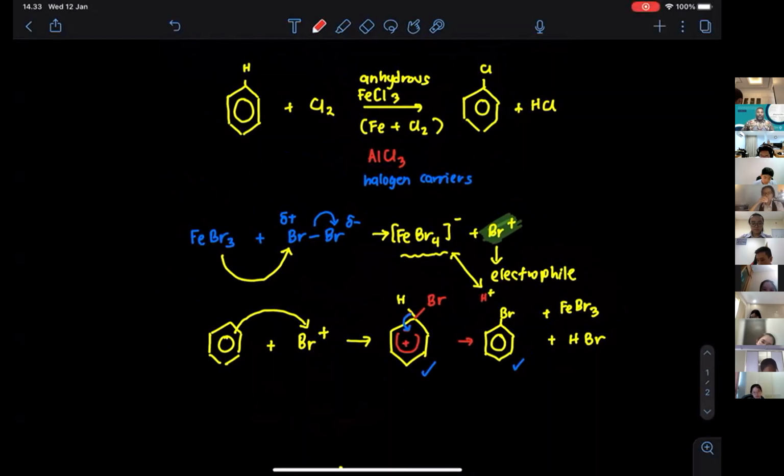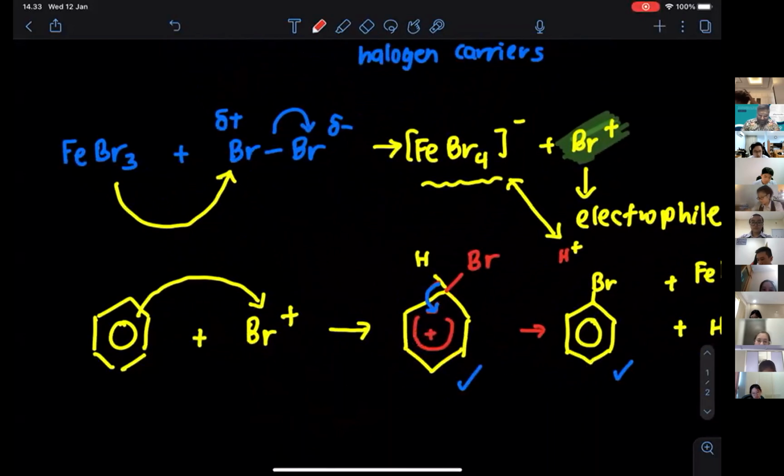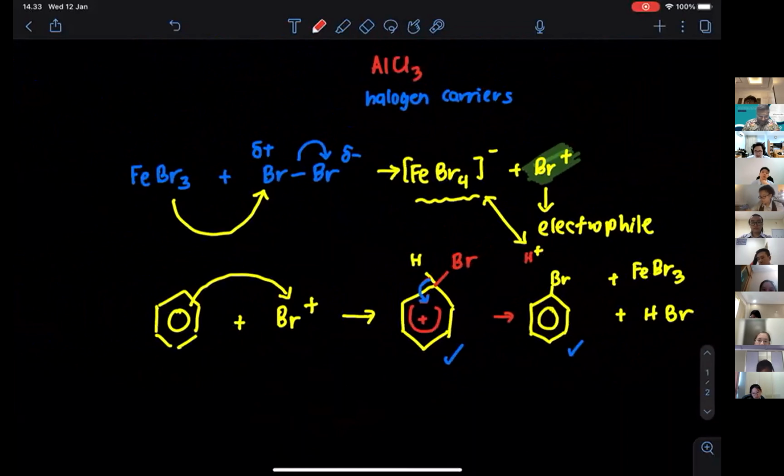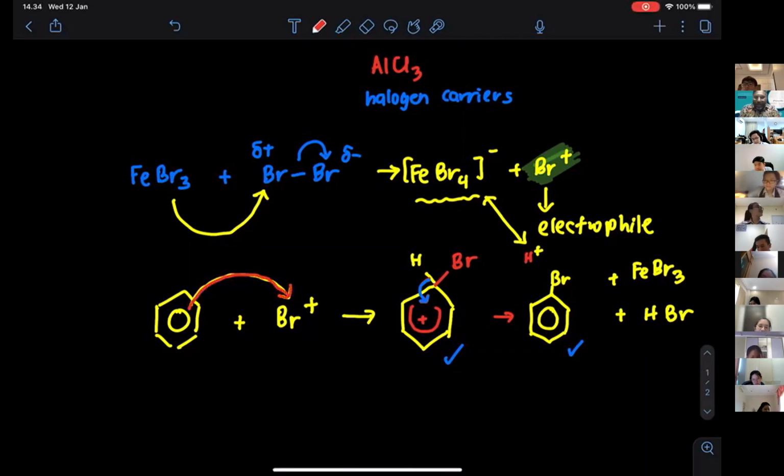Before we continue, I think I need to make some changes. When I was explaining about this part, when the electrons move from here to the Br, I think previously I explained that one electron went out. Actually, it's not true. It's actually two electrons that go out.